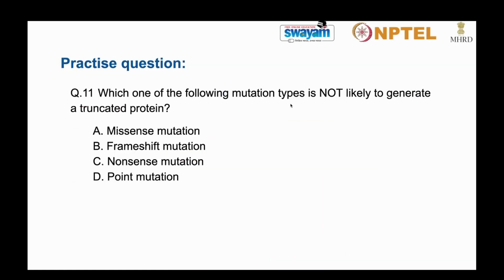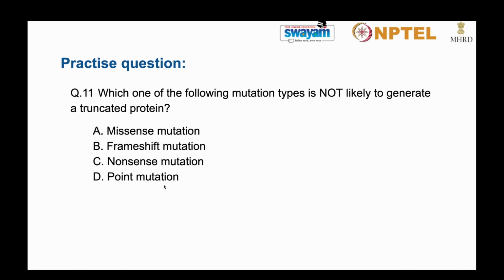Which one of the following mutation types is not likely to generate a truncated protein? This I have discussed while explaining the process of mutation. The first option is missense mutation. The second option is frameshift mutation. The third option is nonsense mutation. And the fourth option is point mutation.